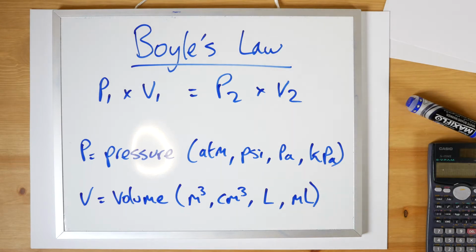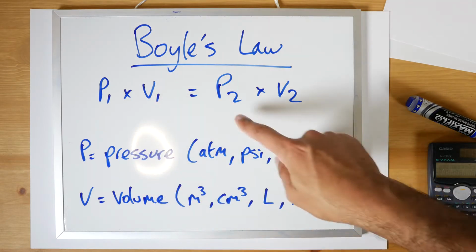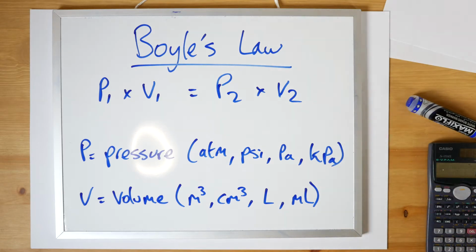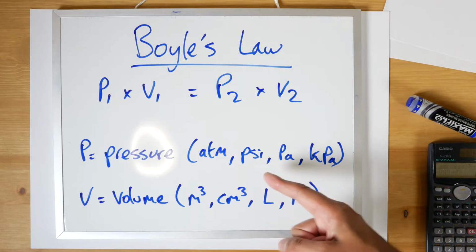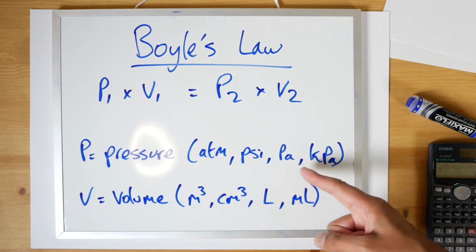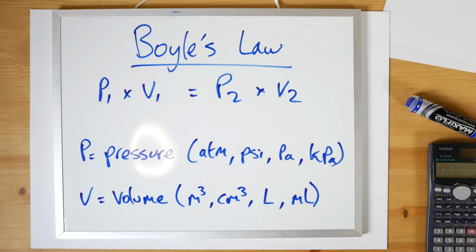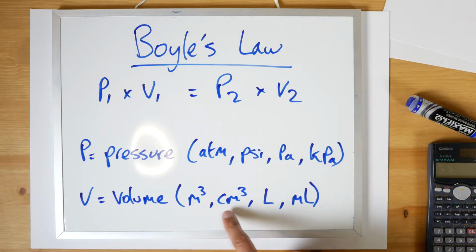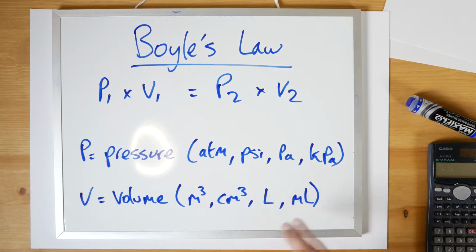In this equation, P is pressure and V is volume, and the 1's refer to before and the 2's refer to afterwards. The units for pressure are atm, psi, Pa, which is pascals, and kPa, which is kilopascals. You need to be aware of this because they don't always tell you a gas with a pressure of 5 atm. It will say a gas at 5 atm, for example. Either way, it doesn't really matter because all you're doing is multiplying them out. The volume units are meters cubed, centimeters cubed, liters, and milliliters.